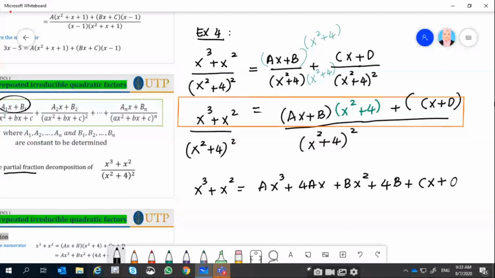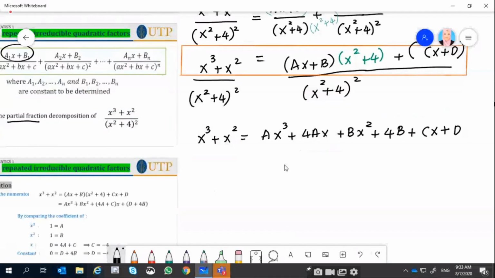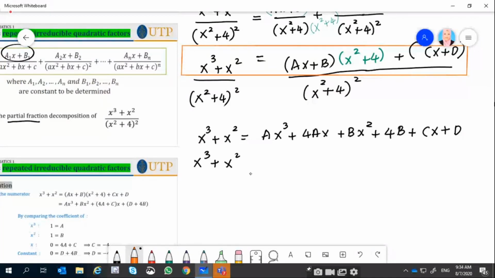Okay, then group the like terms, the same terms together, and put the missing coefficient. The missing coefficient at the left hand side is what? X and constant. Plus 0s, plus 0. Then for the right hand side, we group it together.